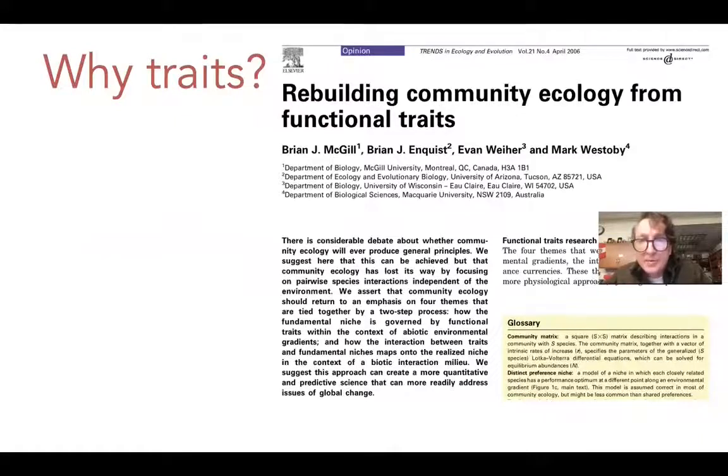All right, so why traits? Many years back in 2006, I worked with this lead author, Brian McGill. He was a graduate student at the time here at the University of Arizona. And we worked with a few other co-authors. And we tried to put together what we felt was kind of an emerging series of questions in ecology. So back in the early 2000s, there were a series of questions revolving around trait-based ecology. And we were struggling to make sense of what trait-based ecology was. And so this paper was our attempt to do that.